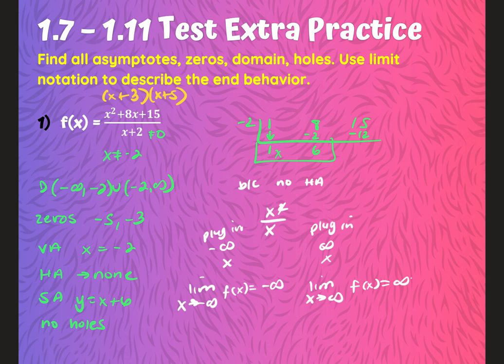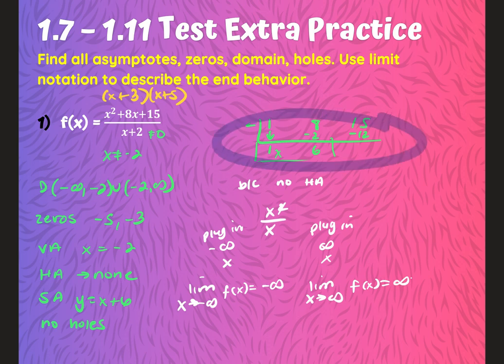Zeros come from your numerator, -5 and -3. The vertical asymptote from the denominator, x equals -2. There is no horizontal asymptote because the n is bigger than the m. There is a slant because it's one bigger. That's the work over here. Oops, I didn't mean to erase it. That's the work on the right.